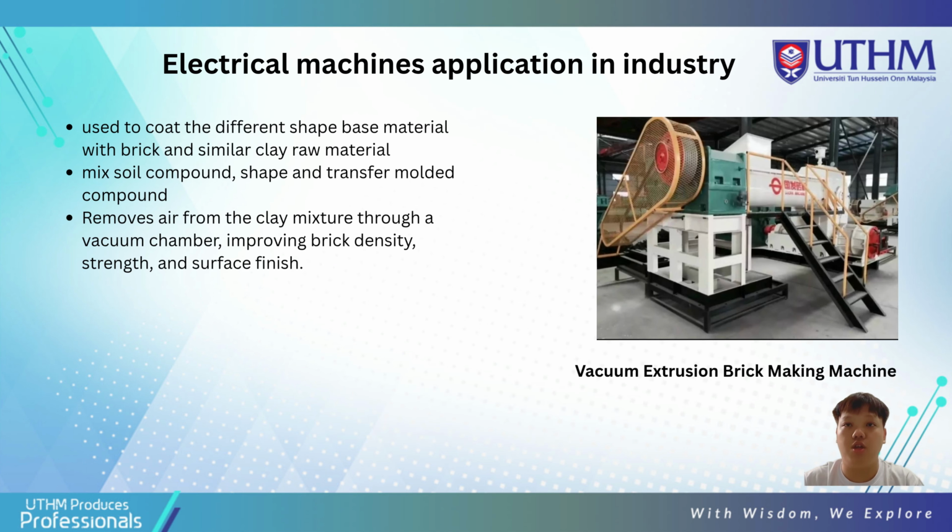For the electrical machine applications in the industry, we found four types of machine. First is the vacuum extrusion brick making machine. It is used to cut and shape clay raw material into bricks. It makes the soil compound shape and transfers the model compound. It removes air from the clay mixture through a vacuum chamber, improving brick density, strength, and surface finish.